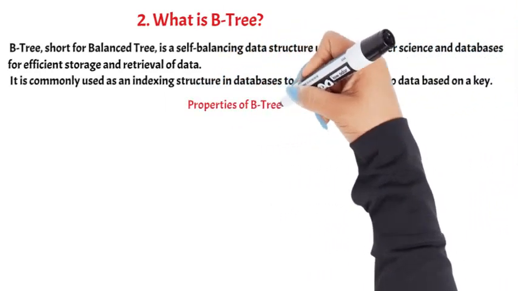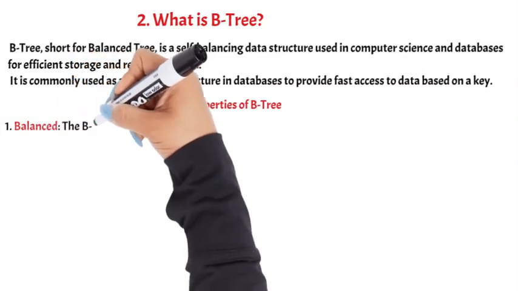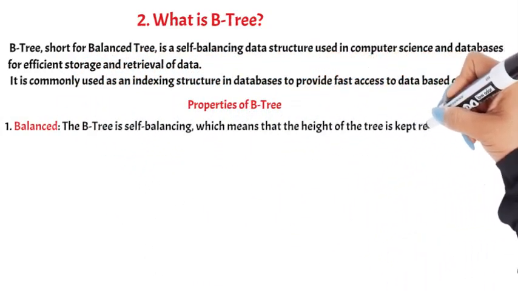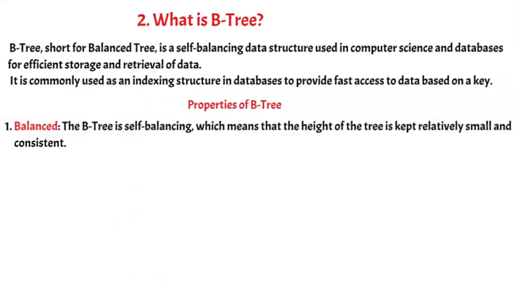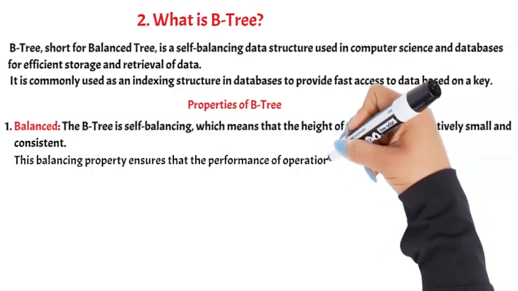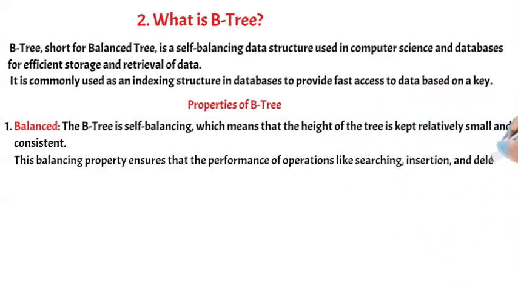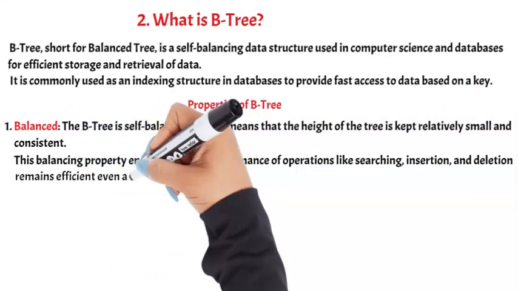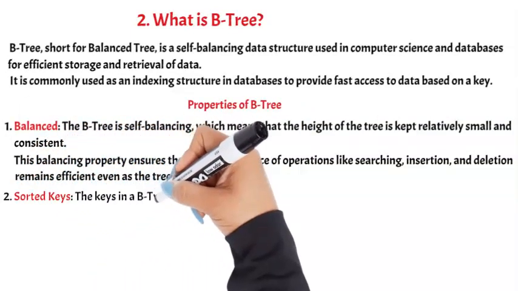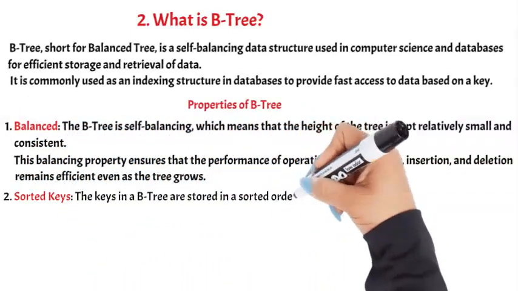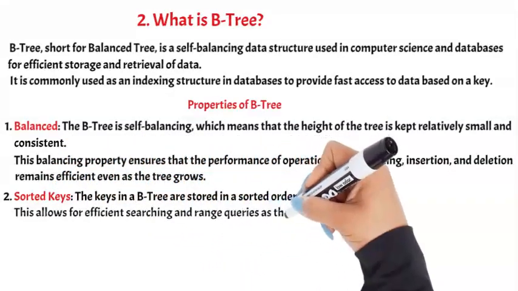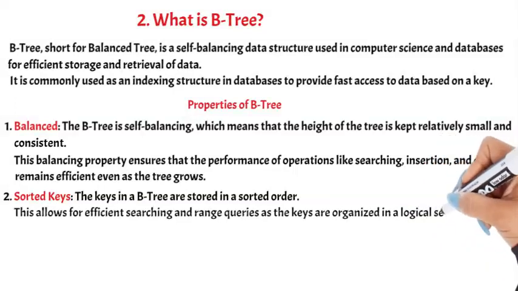Properties of B-tree. 1. Balanced. The B-tree is self-balancing, which means that the height of the tree is kept relatively small and consistent. This balancing property ensures that the performance of operations like searching, insertion, and deletion remains efficient even as the tree grows. 2. Sorted keys. The keys in a B-tree are stored in a sorted order. This allows for efficient searching and range queries as the keys are organized in a logical sequence.